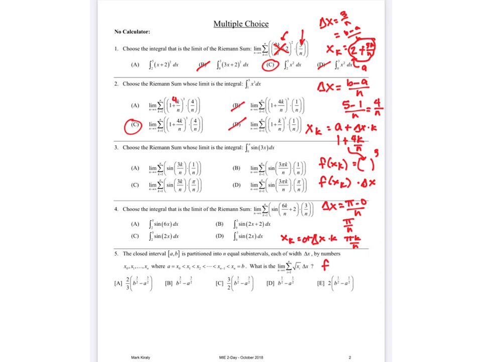What is f of x sub k? That means I'm going to take my function sine of 3x, and instead of x, I'm going to put in pi k over n. So f of x sub k is going to be sine of 3 times pi k over n, times delta x, which is pi over n.